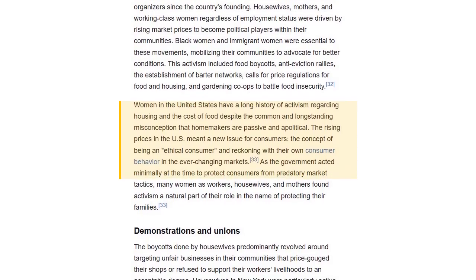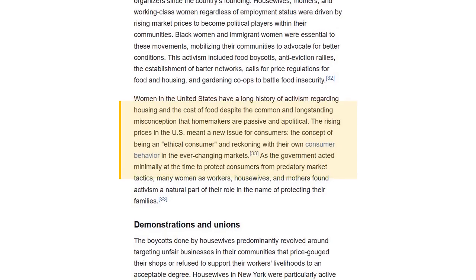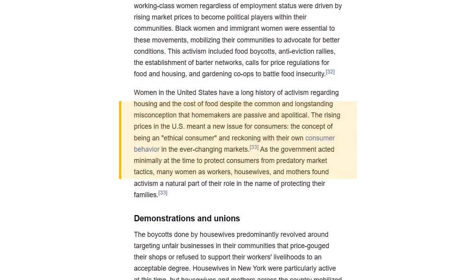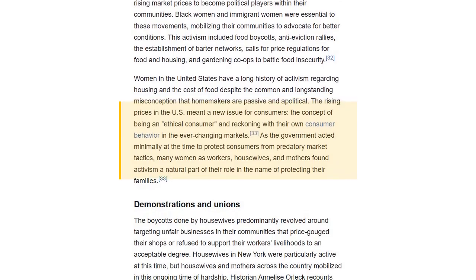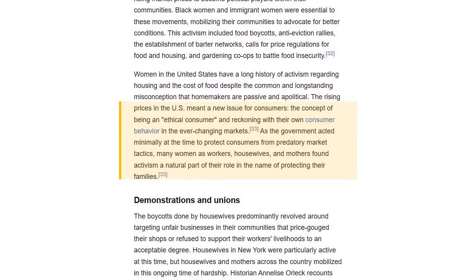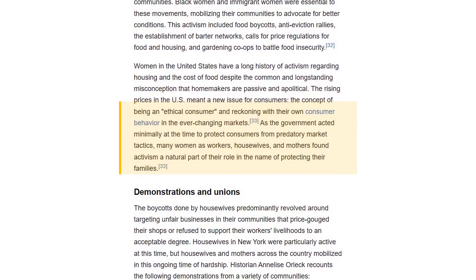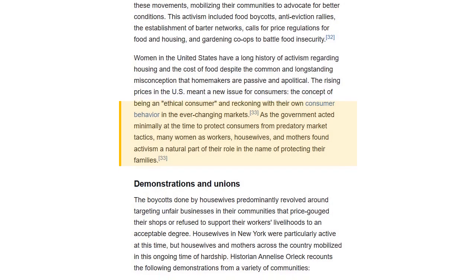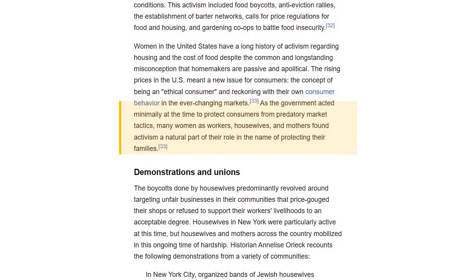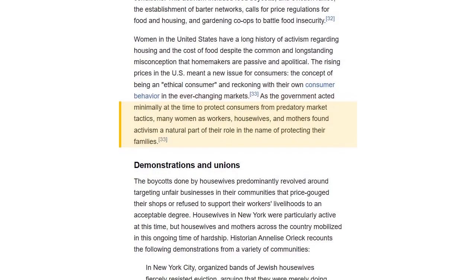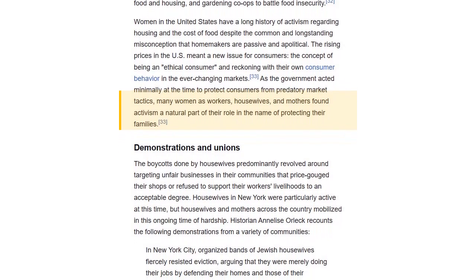The rising prices in the US meant a new issue for consumers, the concept of being an ethical consumer and reckoning with their own consumer behavior in the ever-changing markets. As the government acted minimally at the time to protect consumers from predatory market tactics, many women as workers, housewives, and mothers found activism a natural part of their role in the name of protecting their families.